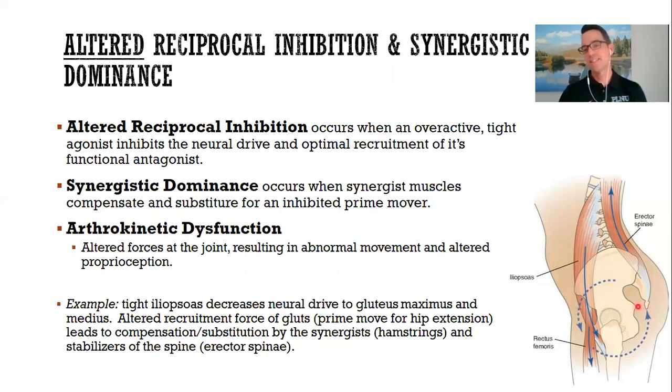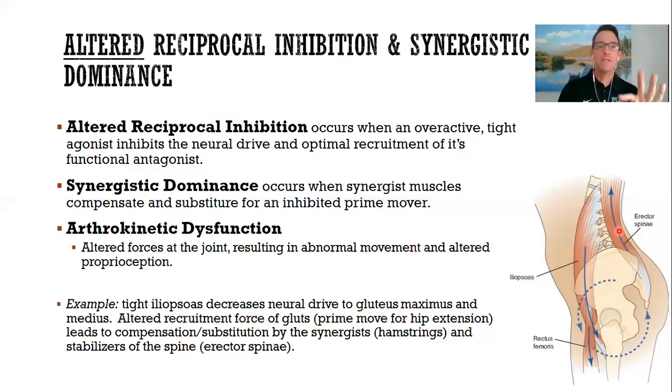What that does is leads to weakness and inhibition in the functional antagonists of the hip flexors, which at the hip is the glute medius, glute minimus, and even to a lesser extent, glute max. And then at the lumbar spine, the antagonist to the iliopsoas is the erector spinae. Hope you're tracking with me. If you need an anatomy refresher, get your anatomy books out.